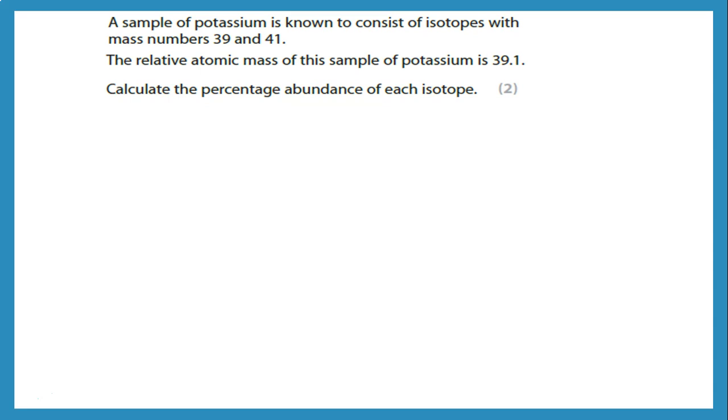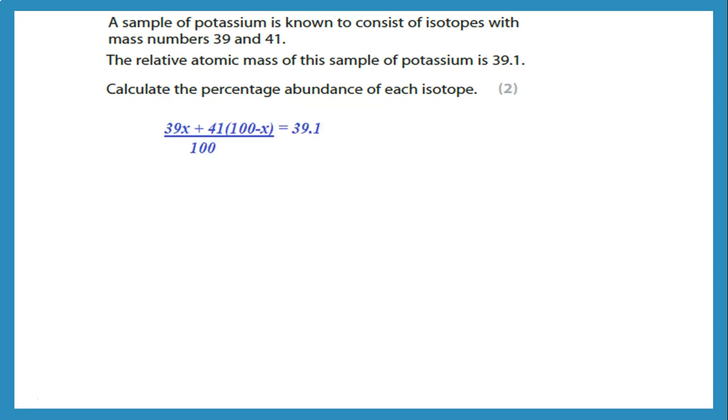Calculate the percentage abundance of each isotope. So now it is the opposite way around. He gives me the mass numbers and he gives me the total relative atomic mass, and he wants me to determine the percentage abundance of each isotope. How do we do that?